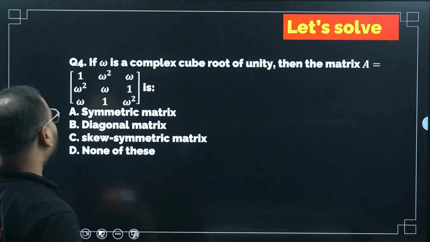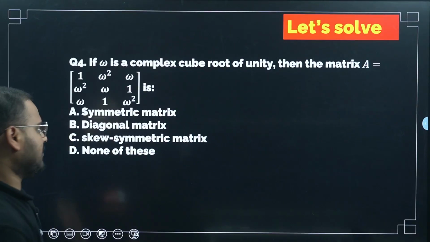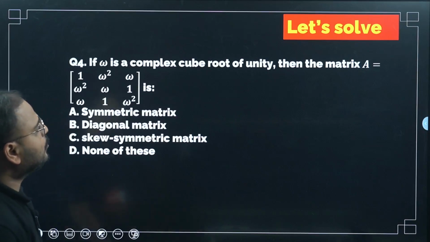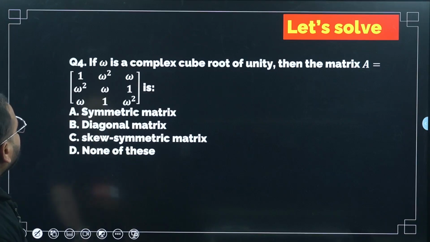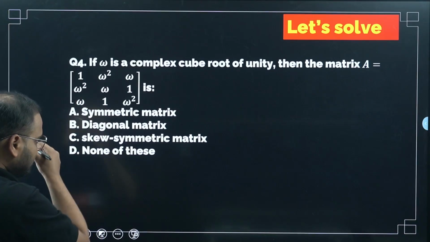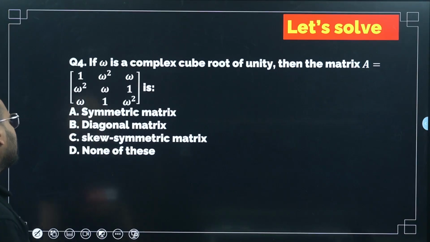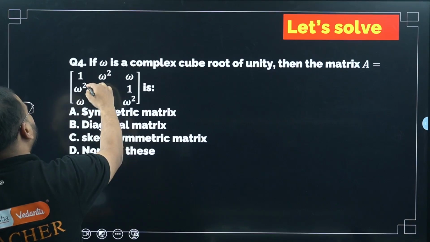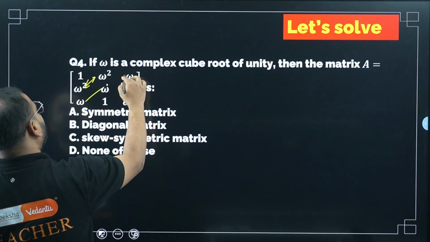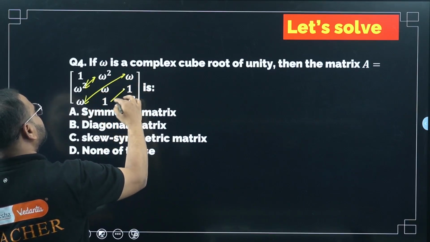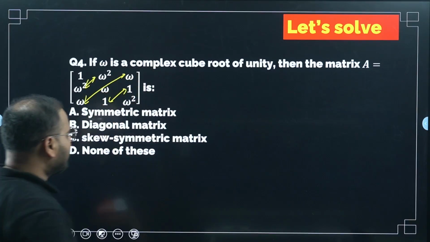Next question. If omega is complex cube root of unity, then matrix A is equal to this. The matrix A is given like this. Is it symmetric, diagonal matrix? Not diagonal, not skew symmetric. Why, sir? There is no negative sign. See, it's simply symmetric, no? Omega square, omega square. This omega is again a mirror image. This one is a mirror image, right?